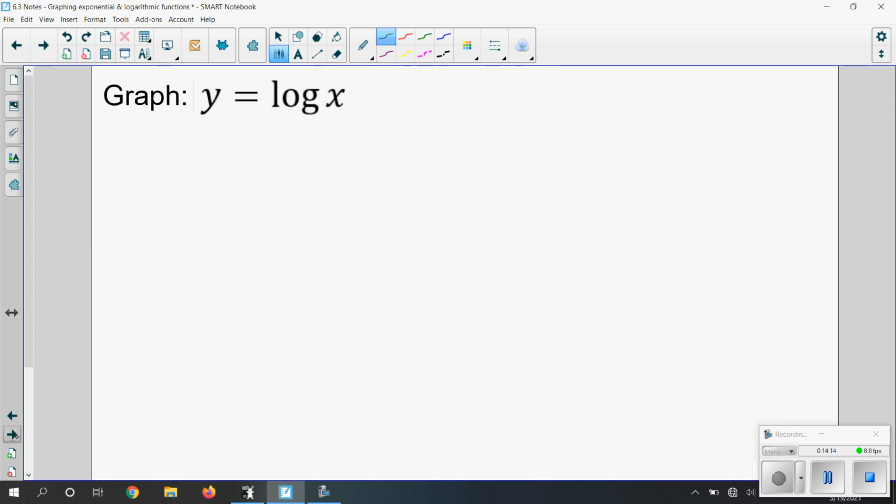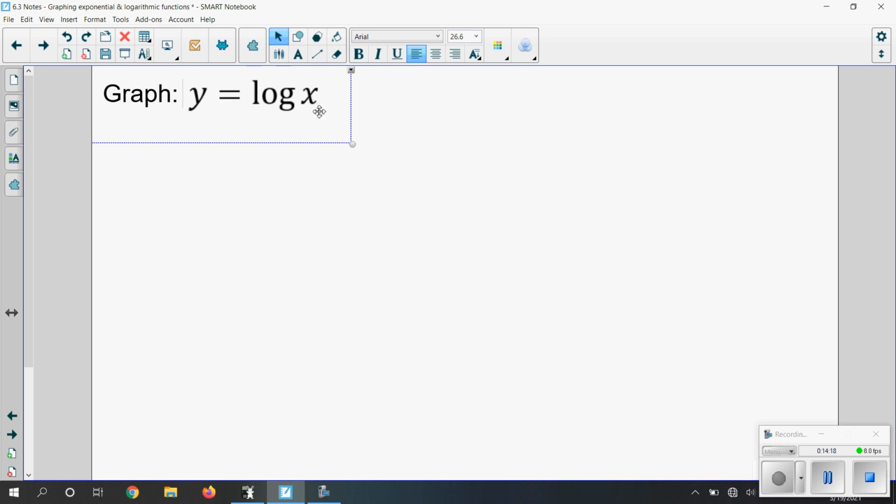Let's check out another one. This log doesn't have a base. Well, recall that this is a common logarithm, which means the base is equal to 10. So there are no transformations. So let's draw our parent table.